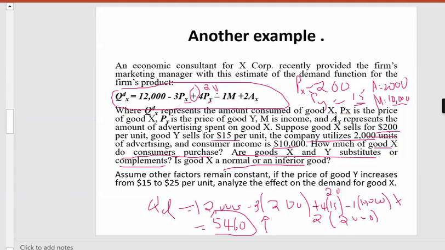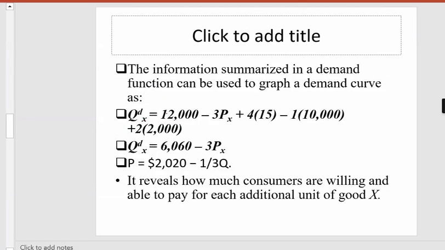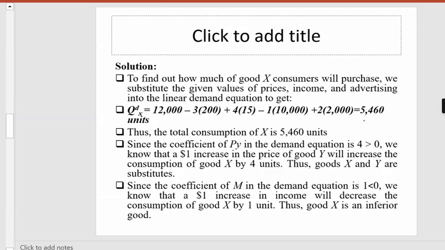Kama ningeweka plus hapa, manake there is a positive relation. Sawa? Manake if I increase the income, it's obvious hii good ingeongezeka. Manake this, instead of being inferior, this would be what? A normal good, because of the sign. Are we together? Yes. This was just computation. Yeah, okay, you got this one, right?